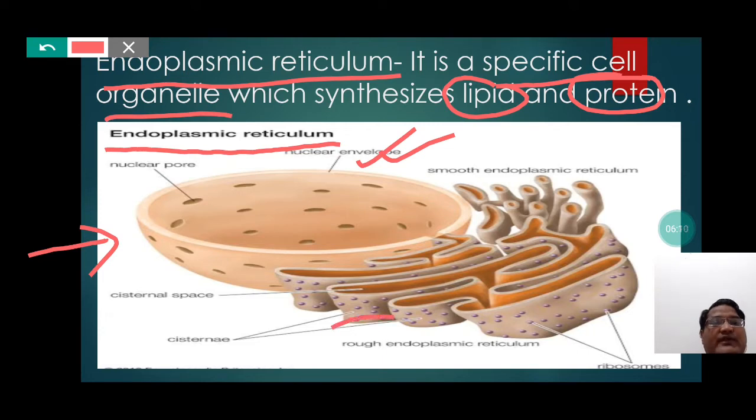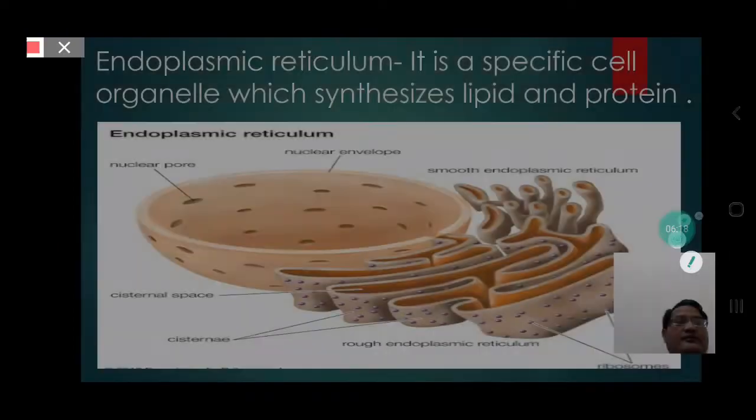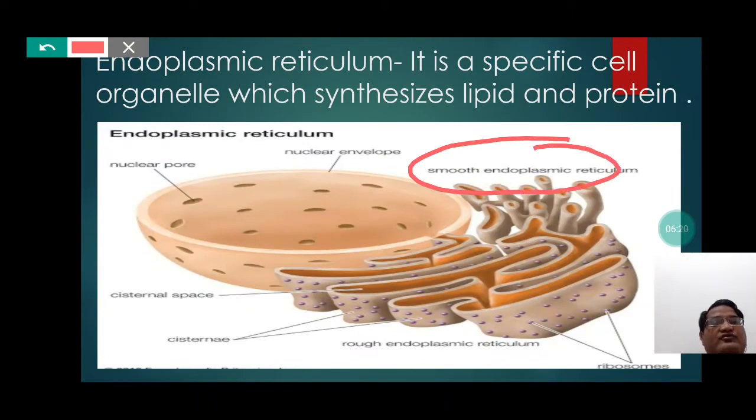Rough endoplasmic reticulum, which you can find here students, and the smooth endoplasmic reticulum which remains present here. So students, generally the rough endoplasmic reticulum remains quite close to the nucleus and further envelops it, whereas the smooth endoplasmic reticulum remains a bit distant from the nucleus.